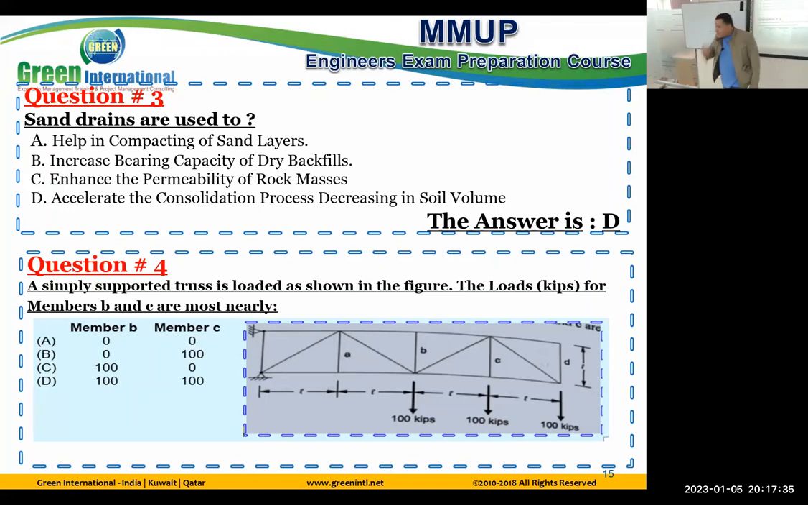Upper joint have what? 3 members. Okay, we have 0 force member. In thrust, we have 2 rules. One of them is you have a joint.